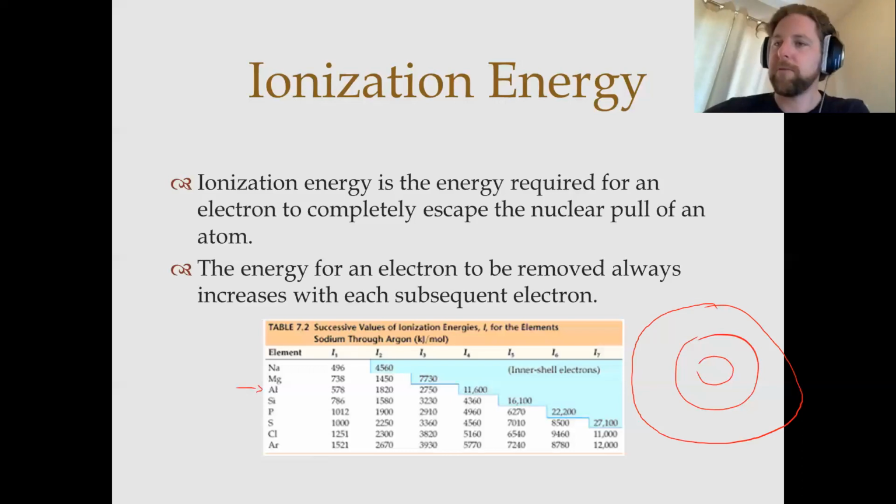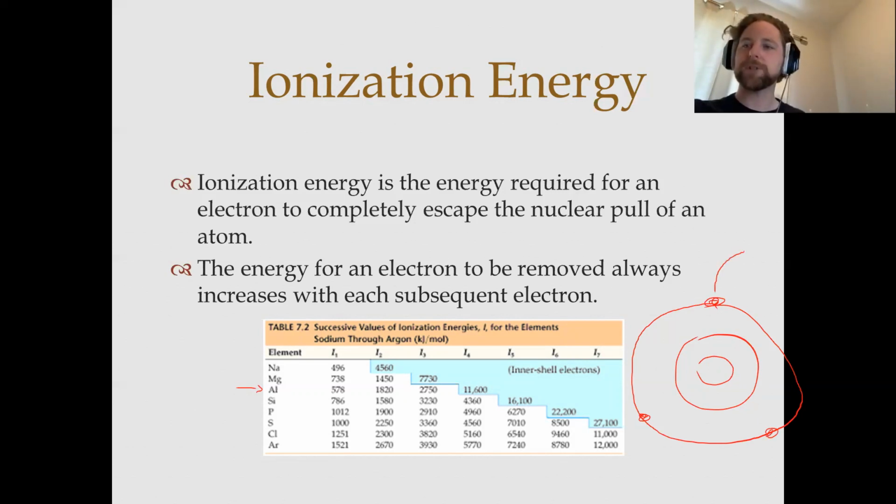The 3 valence electrons are going to be drawn on the outside, and we're going to kind of ignore the ones on the inside, even though they're full shells. The first electron to leave is going to cost the least amount of energy, 578.